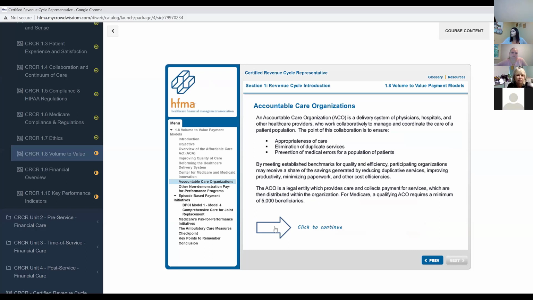specific population. If they meet established benchmarks, ACOs can share in any cost savings, depending on which model you're in. And for the purposes of Medicare, a qualifying ACO must have at least 5,000 beneficiaries. Okay, there are multiple ACOs, 4 of which are highlighted here, so we can touch on the first one.